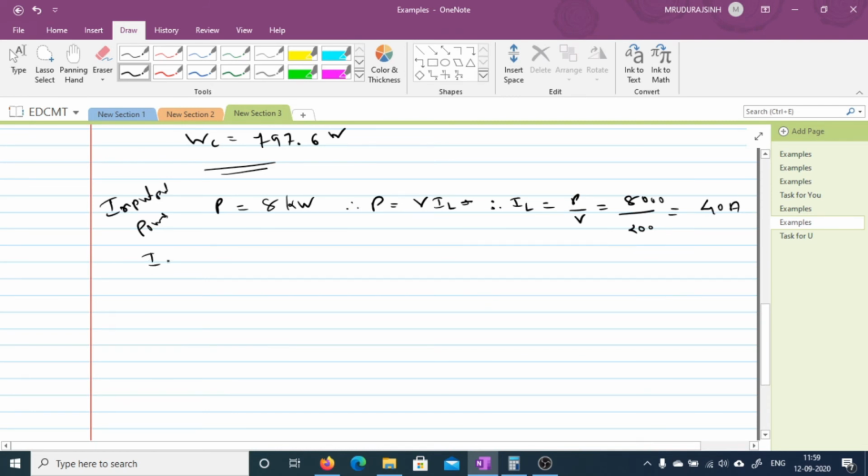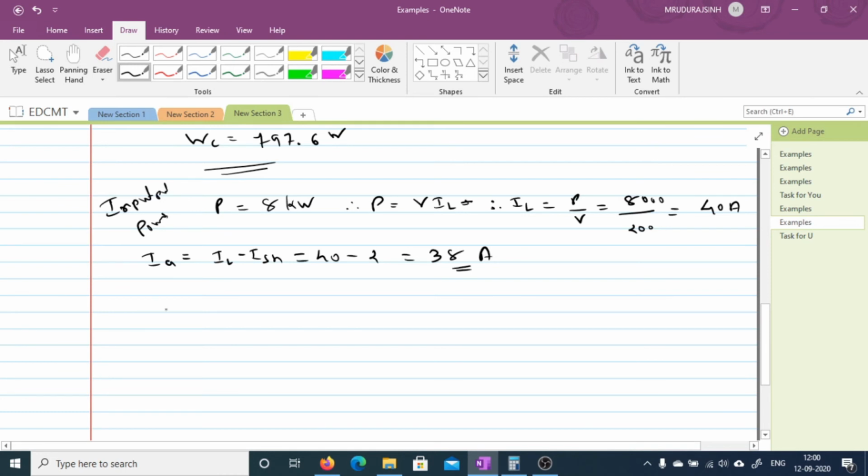Now as we know, armature current is IL minus ISH, so 40 and ISH is 2 ampere. That is common for no load and full load condition. So this gives us 38 ampere. So armature current is 38 ampere.